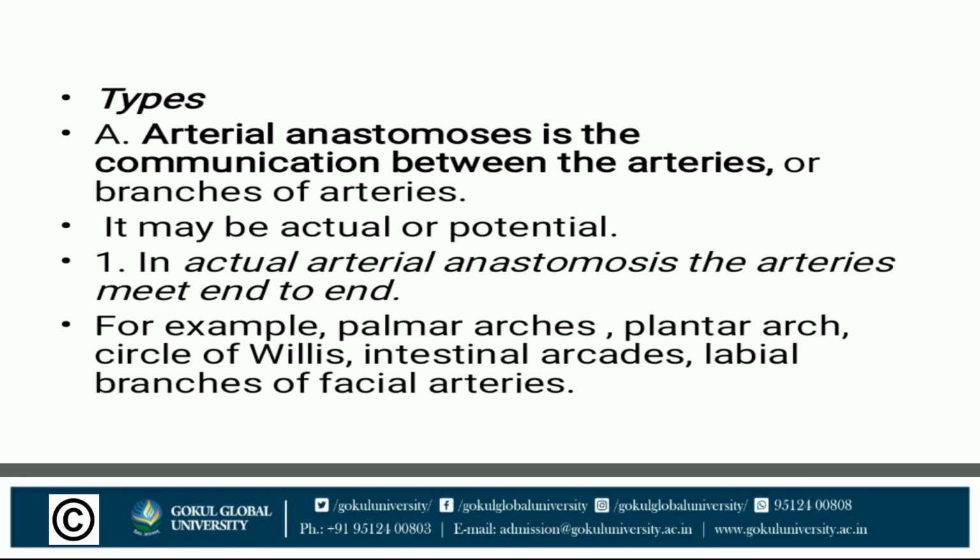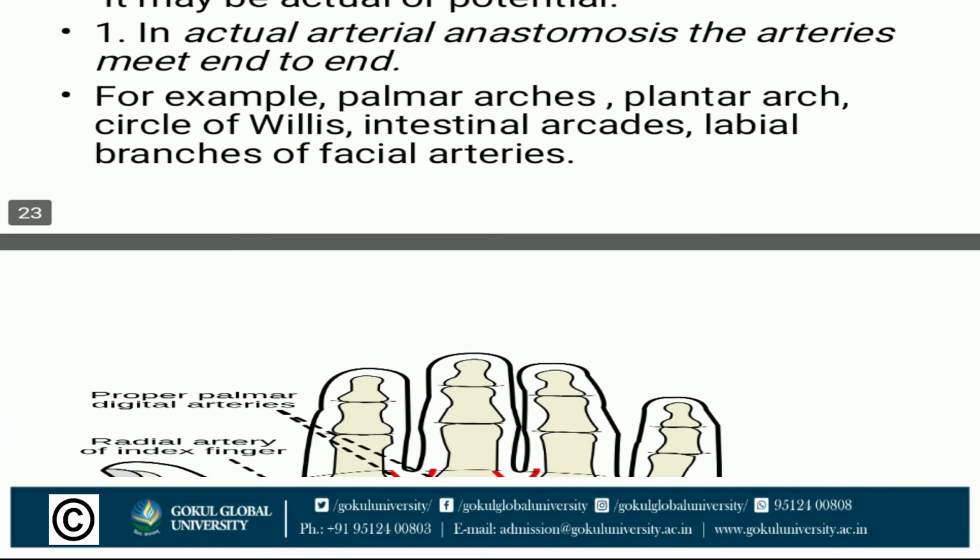Types. Arterial anastomosis is the communication between arteries or branches of arteries. It may be actual or potential. In the actual arterial anastomosis, the arteries meet end to end. For example, palmar arches, plantar arch, circle of Willis, intestinal arcades, labial branches of facial arteries.